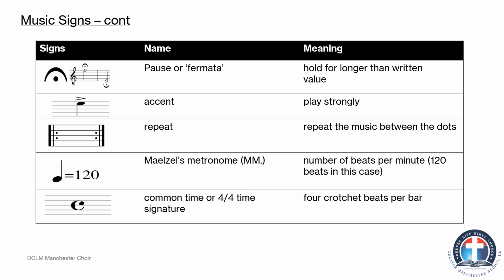And the last thing, I guess you've done this before when you were dealing with time signature, is common time. 4/4 is called common time. Sometimes they don't put 4/4, they just put a kind of a C. That C simply means common time. So anytime you see C in your time signature, it means 4/4. It's 4 crotchet beats per bar.